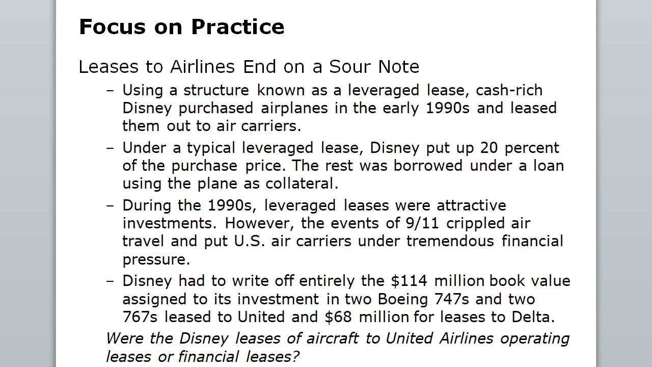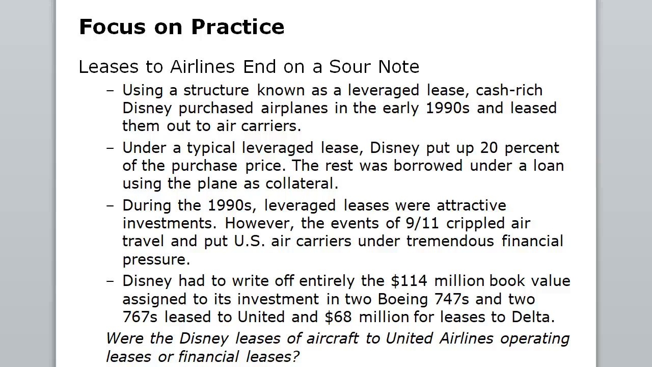Okay, so let's look at a popular area of leasing, which is leasing airplanes to airline carriers. Using this lease structure is a way for a cash-rich company like Disney to purchase airplanes and lease them back to airline carriers who are typically cash poor. Under this leveraged lease, Disney is a company that put down 20% of the purchase price for the planes and borrowed the rest under a loan using the planes as collateral.